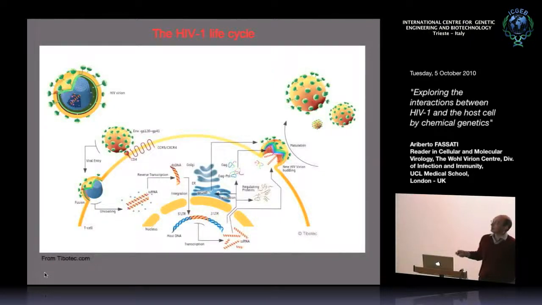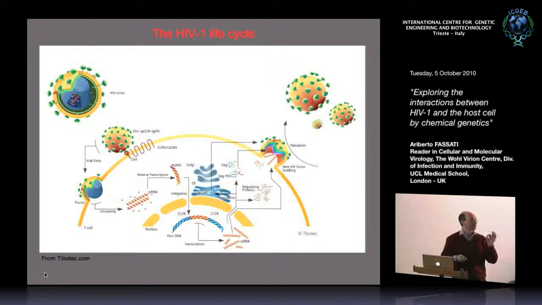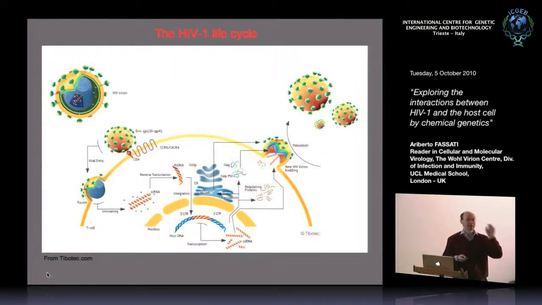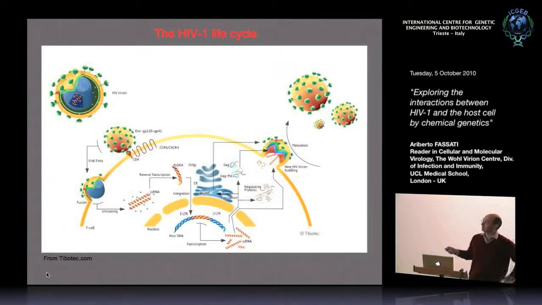And during reverse transcription, then you have a process called nuclear entry, because one of the features of HIV actually is that it can infect non-dividing cells, like, for example, macrophages and resting T lymphocytes and so on and so forth. So it's transported into the nucleus, is integrated, as I told you before, and this process is driven by integrase and also cellular factors as well, like LEDGF and other factors.